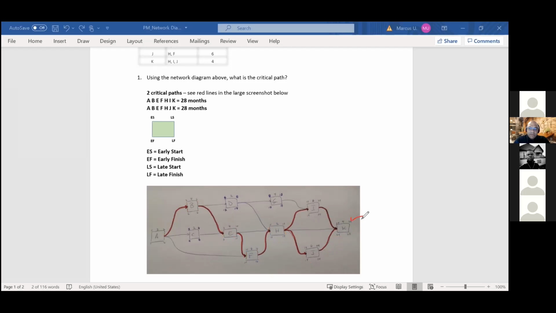So in this case, 28 means that there are 2 critical paths and each of them are 28 months long. So A, B, E, F, H, I, J, K, and A, B, E, F, H, J, K. And that's what these ones are right here. So that's the answer to question 1, the critical path is these 2 paths here that make up 28 days.